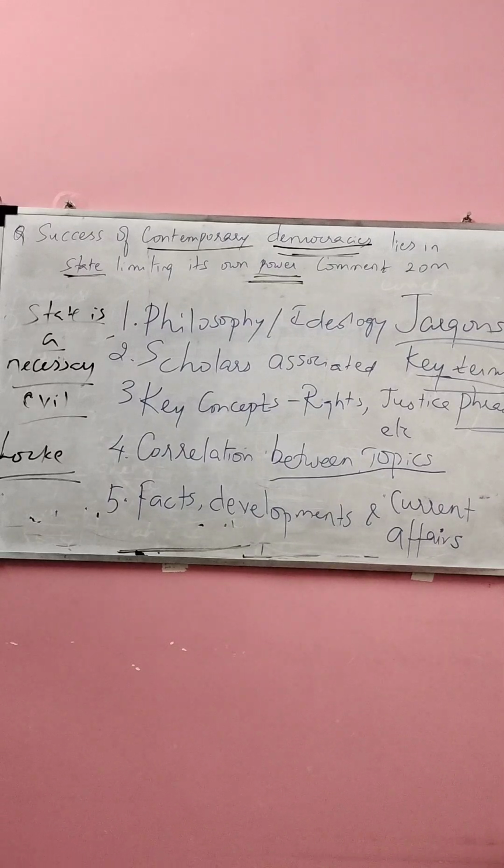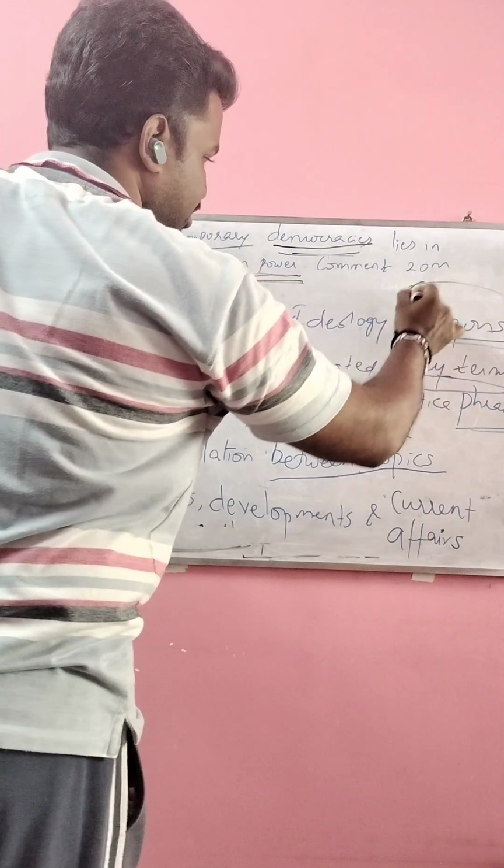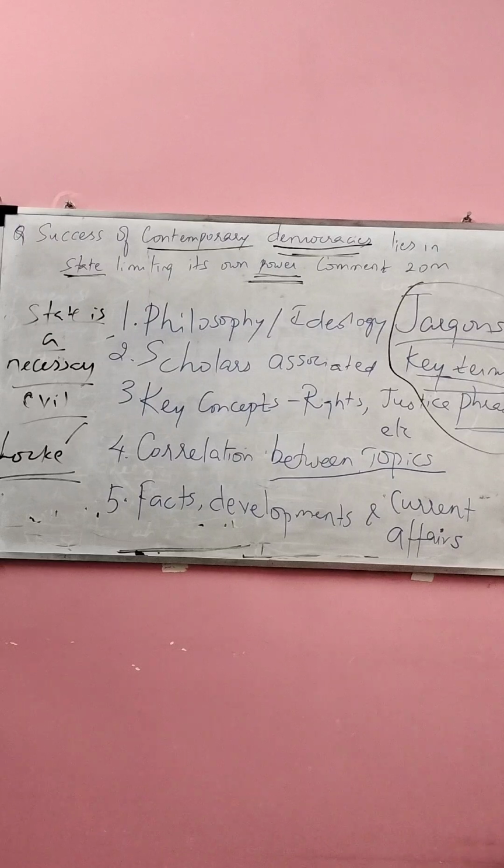Who says? John Locke, liberalism. According to American founding fathers, they give importance to life, liberty, and the pursuit of happiness. So keep in mind, try to hit the jargons, key terms, and the phrases. Life, liberty, and property. Life, liberty, and the pursuit of happiness. These are all jargons, key terms, and phrases. Minimal state, welfare state. State is a necessary evil. Ensure to bring everything. So correlation is very important.